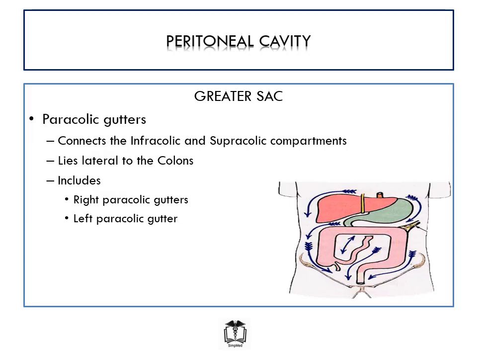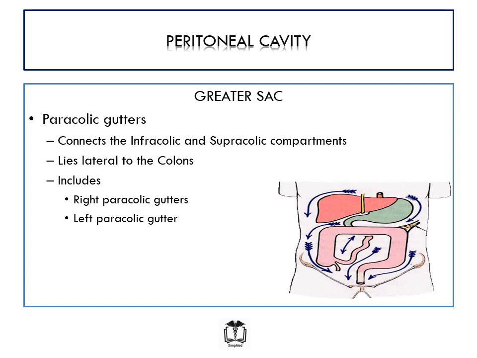Connection between the infracolic and supracolic compartments is made by the paracolic gutters. Paracolic gutters are spaces that tend to interconnect these two sets of compartments and they lie lateral to the colons. We have two paracolic gutters, the right paracolic and the left paracolic gutters.